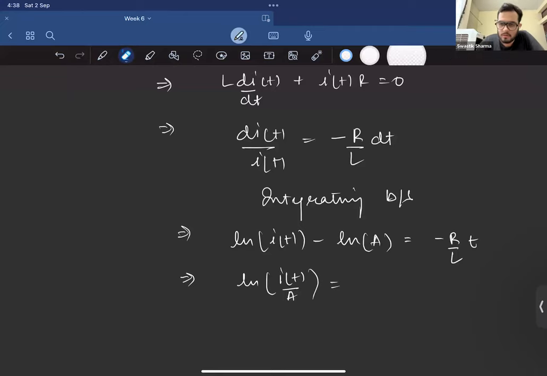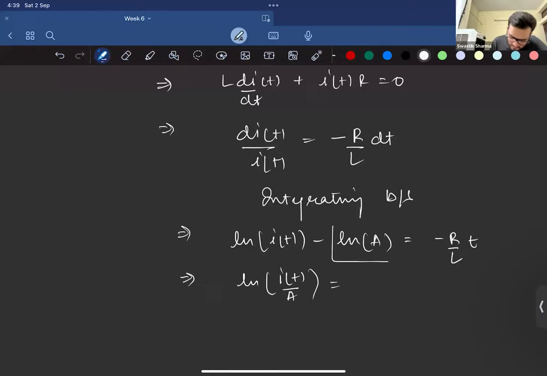It won't be natural log. What are you saying? I didn't quite get you. Instead of putting ln A, why don't you put some integrating constant c1? Why put a ln, why don't you put ln as the integrating constant?